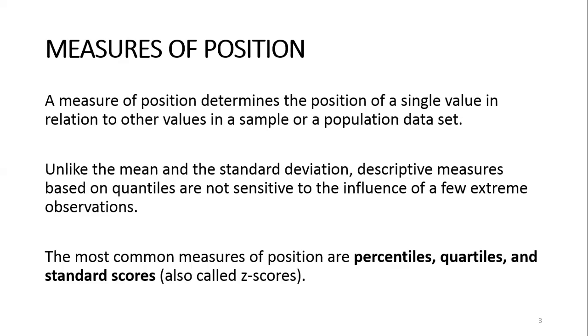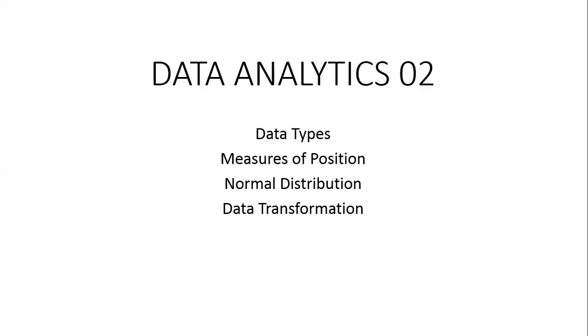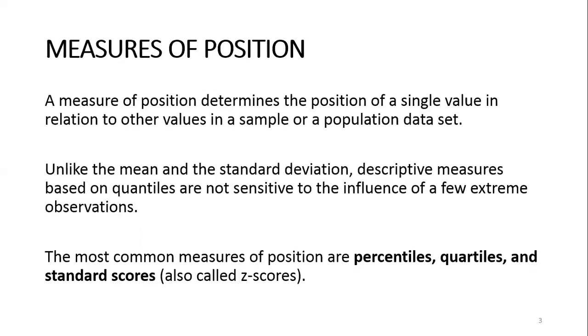So, measures of position. Why are we looking at measures of position here? Because we have basically talked about the other standard measures in an earlier class. We talked about measures of central tendency and measures of dispersion or measures of variability. We also have measures of position. A measure of position determines the position of a single value in relation to other values in a sample or a population data set.